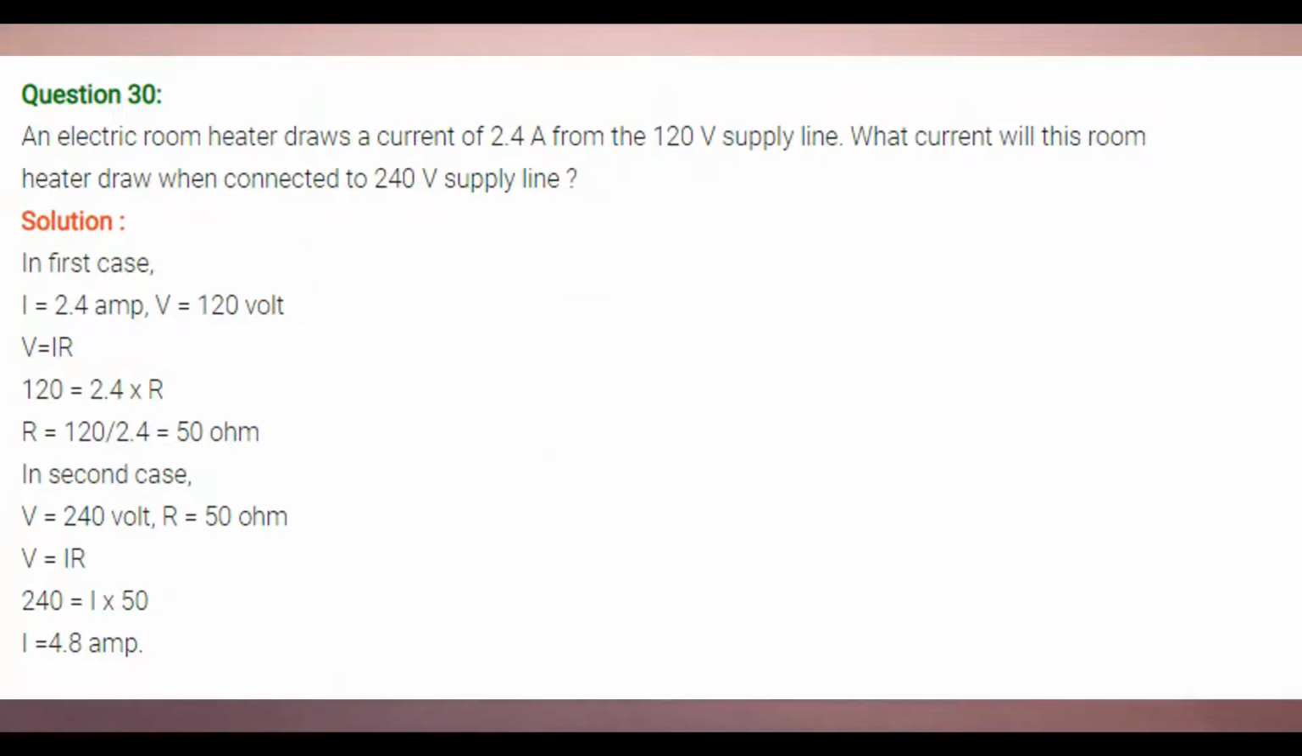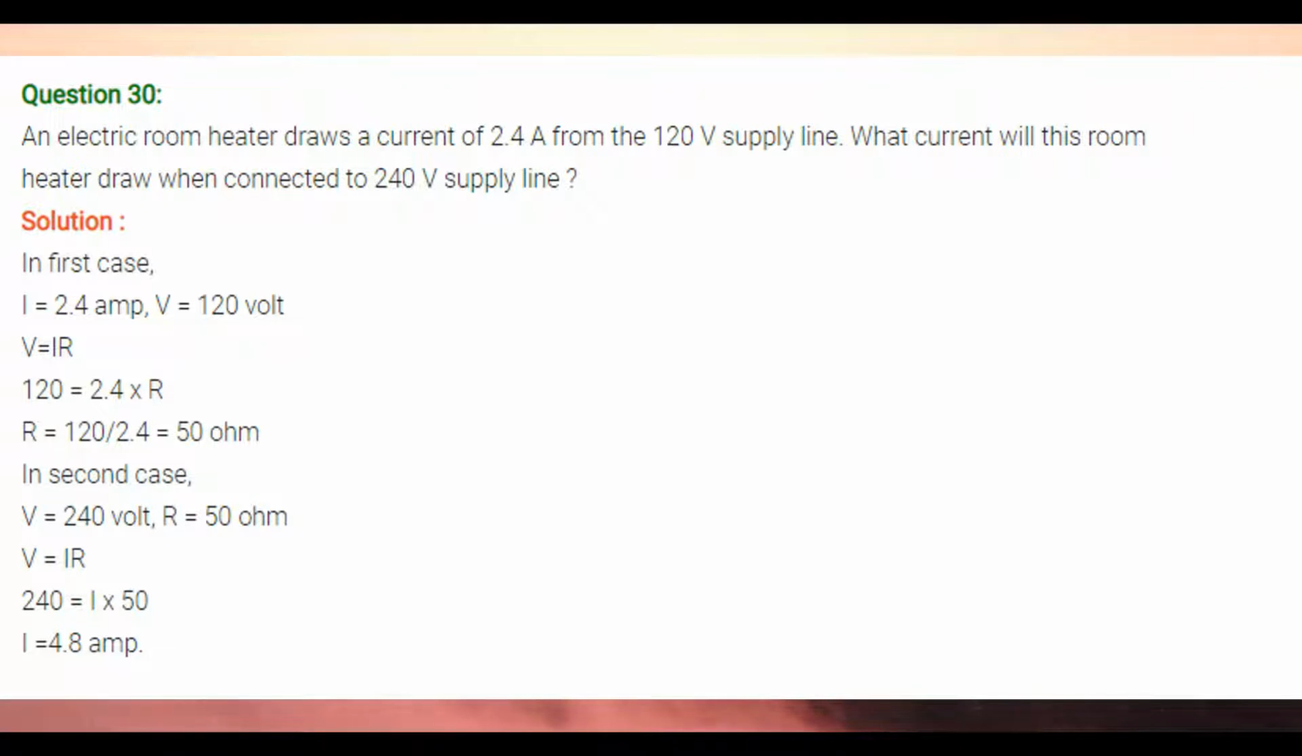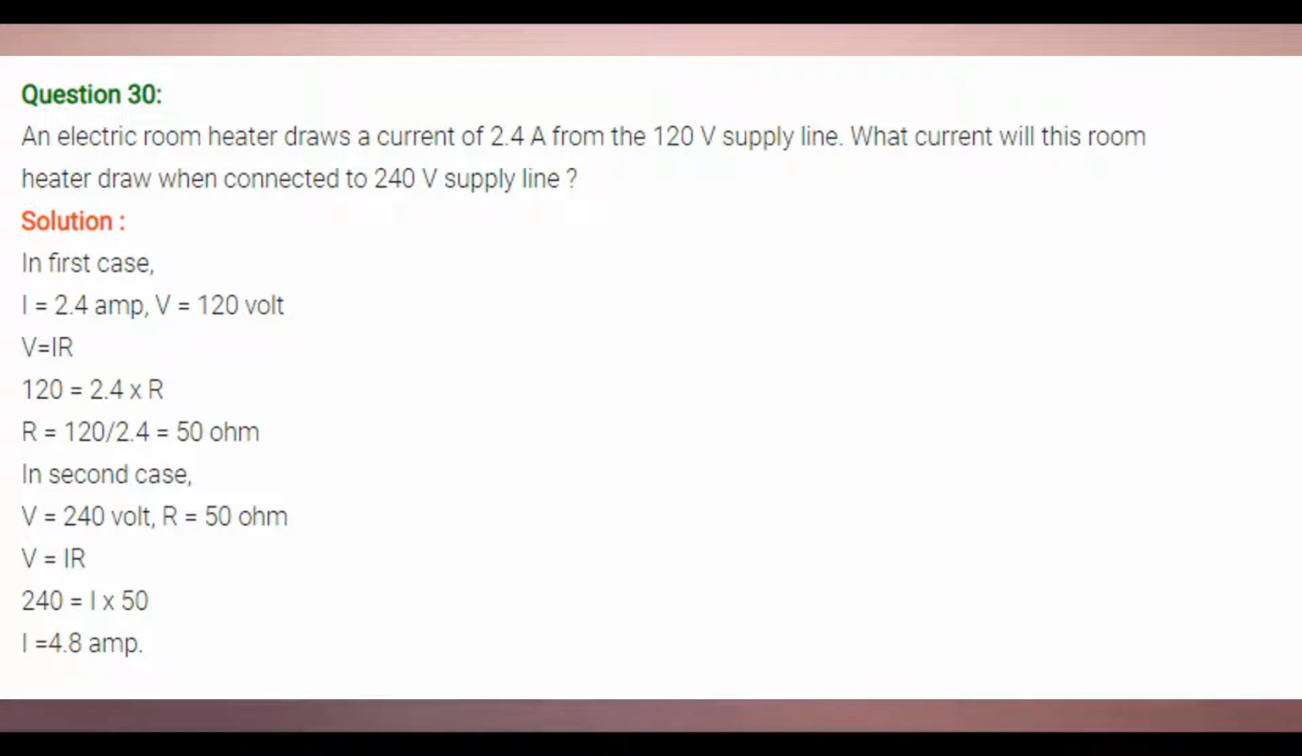An electric room heater draws a current of 2.4 A from the 120 V supply line. What current will this room heater draw when connected to 240 V supply line? Solution: in first case, current I equals 2.4 ampere, V equals 120 volt. V equals I into R. 120 equals 2.4 into R. R equals 120 by 2.4 equals 50 ohm. In second case, V equals 240 volt.